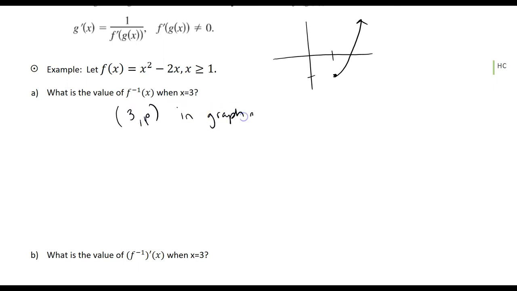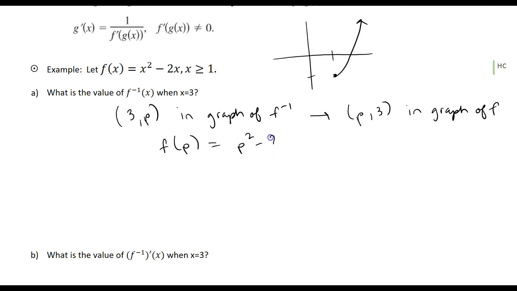So the point (3, p) in the graph of f inverse, because we're looking for the value of f inverse of x when x equals 3, is going to correspond to the point (p, 3) in the graph of f. So if I don't want to find f inverse, because this one would be kind of messy to find, I'm actually going to find p where f of p is equal to 3. And this just sets up a quadratic equation that I can solve.